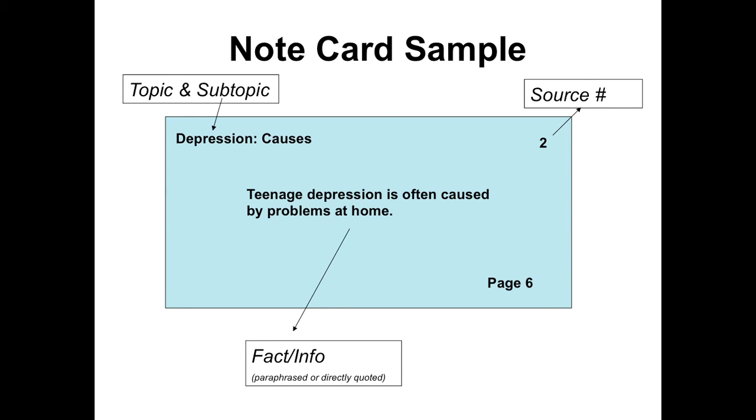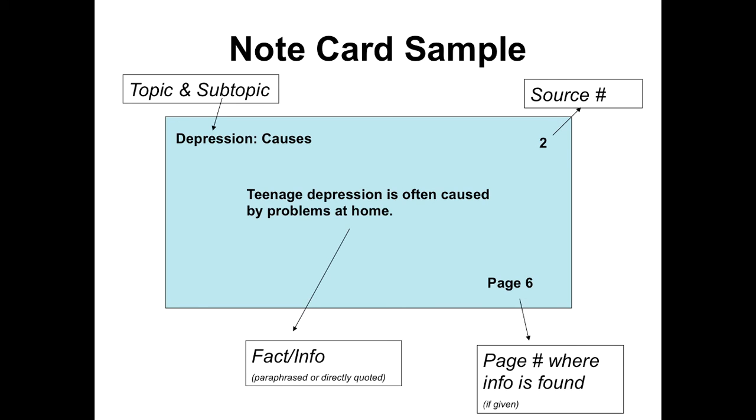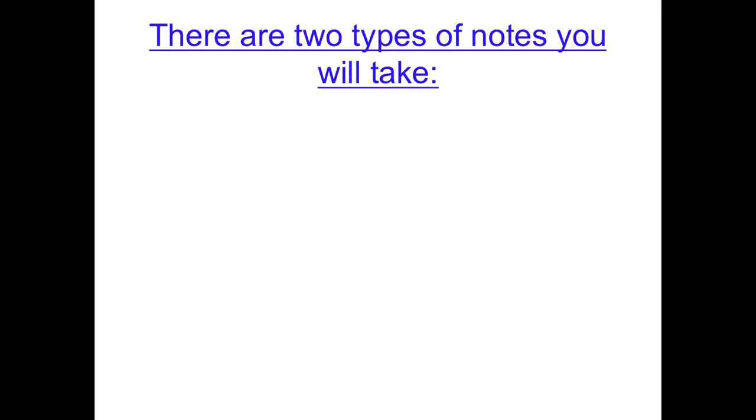The next thing we're going to do is write down the fact or info. This can either be paraphrased information or information that is directly quoted. And then last but not least, you're going to write down the page number where this information is found if it's given. If it's not given, literally just skip it.